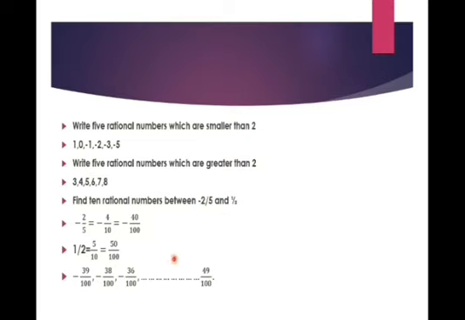We can choose any method. If the denominators are not the same, first we take out the LCM of both denominators, then convert into the same denominators. Then we convert into greater rational numbers. Then we can easily find more than 10 rational numbers between two rational numbers.